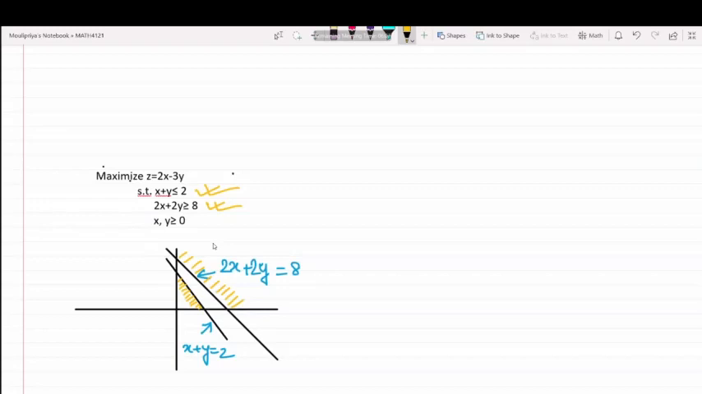So my question to you is, do we get a feasible region that is common to both the constraints? No. That implies in this case we can say that the linear programming problem has got no solution. No solution. Right.